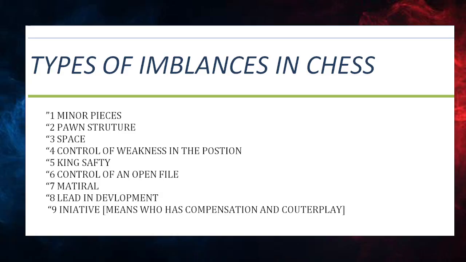King safety is a very important part of the game. What is the definition of not having king safety? It is when the squares in front of your king are weak. This is the definition of an unsafe king, so a safe king you can understand from that. And control of an open file is related to rooks and bishops. We can also say control of an open file and a diagonal. This is also considered an imbalance as we are controlling the weak squares in a position.